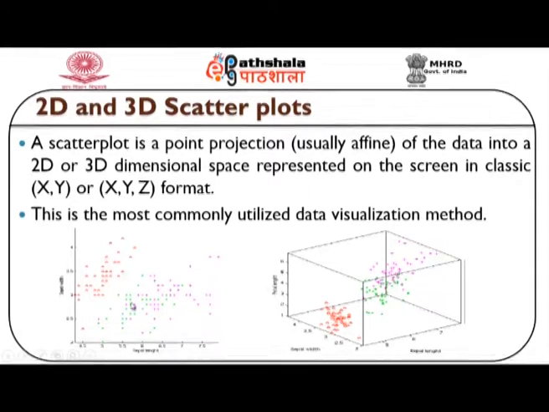This is a 2-dimensional scatter plot where you have the x-axis and the y-axis. We have the sepal length as well as the sepal width, which are represented on the x and the y-axis. The same data set is represented inside the 3-dimensional box, where you have the x-axis, y-axis, and the z-axis, where the z-axis represents the petal height.